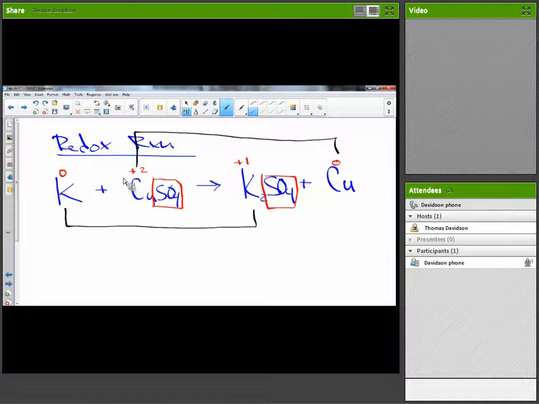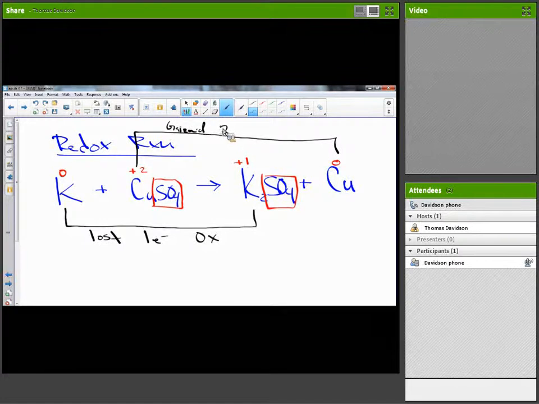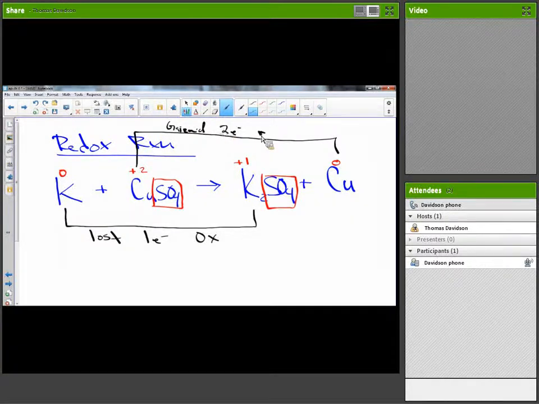All right, so here we go. It went from a 0 to a +1. So you're going to write lost, and how many electrons? 1 electron. And if it lost an electron, it was oxidized. You can just put an OX. So that's how we identify it. We bracket it and then label what happens. So copper went from a +2 to a 0, which meant it gained. And it gained what? 2 electrons. And if it gained, it was reduced.